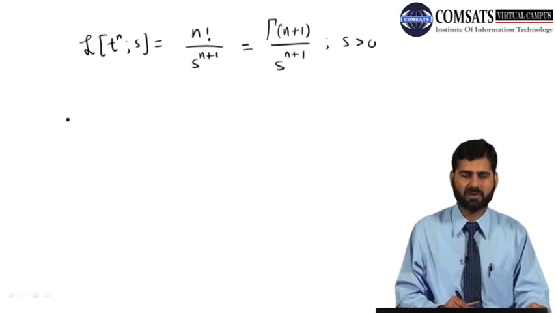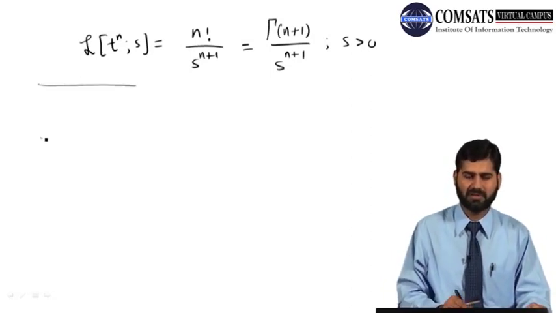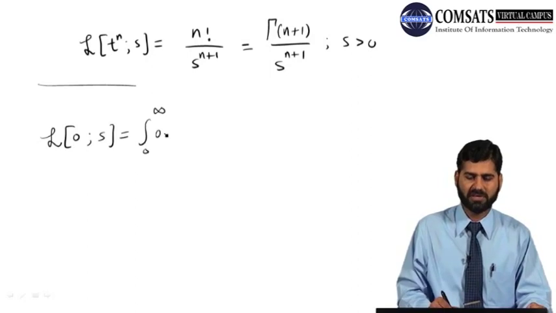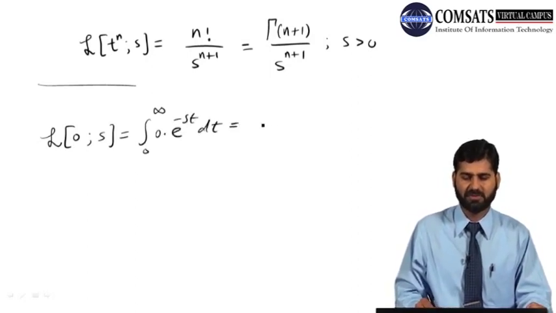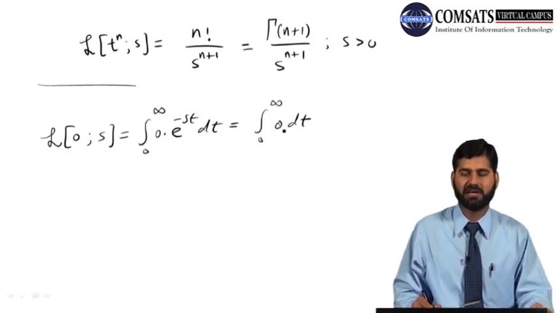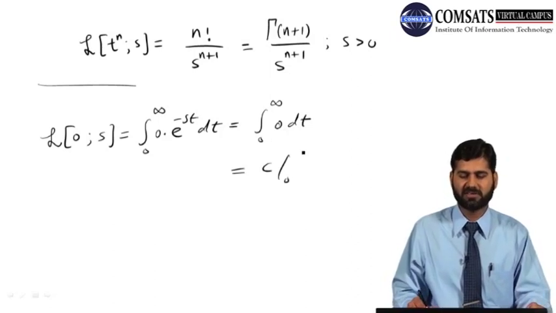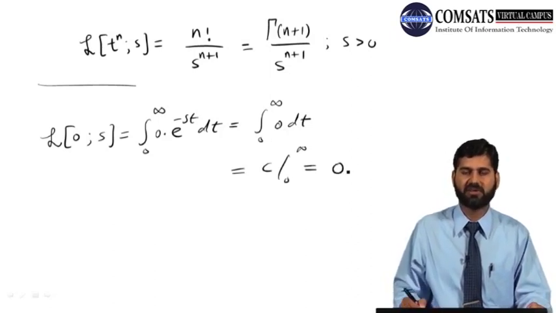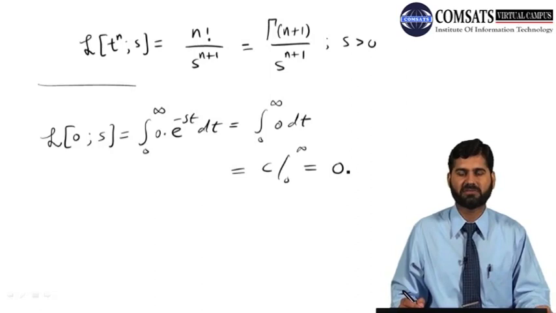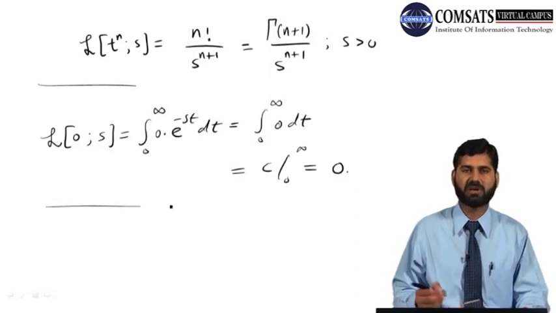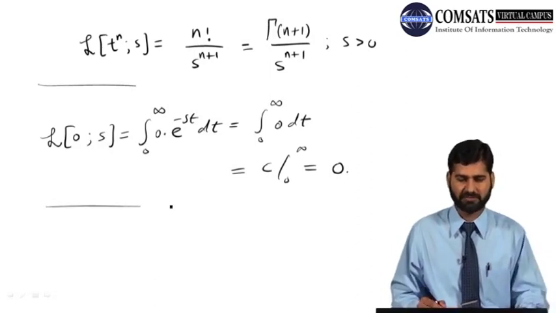What will be the Laplace transform of 0? We did not cover this. What will be the Laplace transform of 0? The integral from 0 to infinity of 0 times e to the minus st dt is equal to the integral of 0 dt. The integral of 0 is a constant, so a constant from 0 to infinity is 0. So the Laplace transform of 0 is 0. Similarly, you can prove other functions as well.